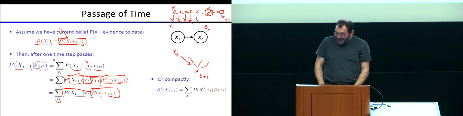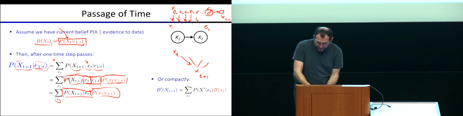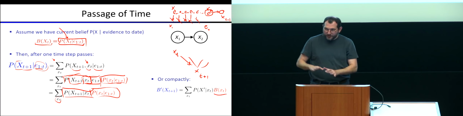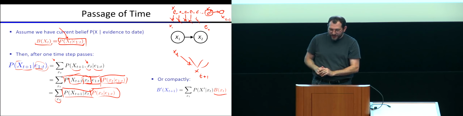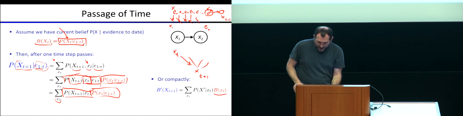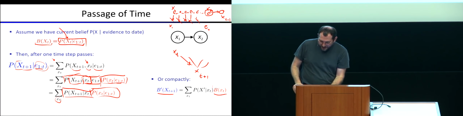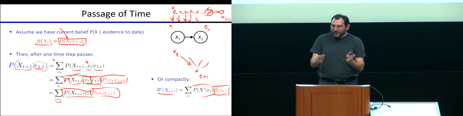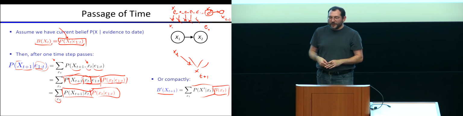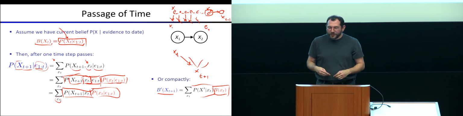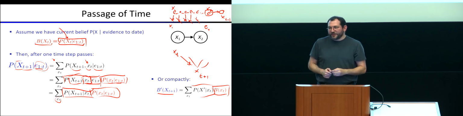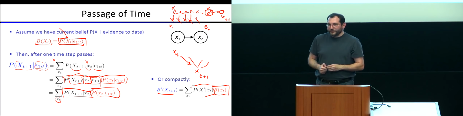So to write that compactly, you'll sometimes see something like this. This says if I have a belief distribution, yes, it's conditioned on the evidence, yes, I didn't write that out, for time t, and I'd like to know the belief at time t plus 1 without any new evidence, I just take that old belief distribution and I multiply it by the transition probabilities and add things up appropriately. This is sometimes called pushing b of xt through the dynamics.